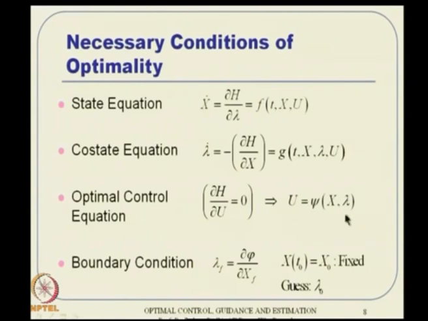Once you solve it, if necessary, we can put it back here in the lambda dot equation, and if necessary, we can put it back here as well. Then U will be eliminated from both the equations, and you will end up with x dot as a function of x and lambda, and lambda dot as a function of t, x and lambda as well. Most of the time, we will not discuss this time dependency, but if it is there, it is not a matter of concern; it can be handled directly as it is.